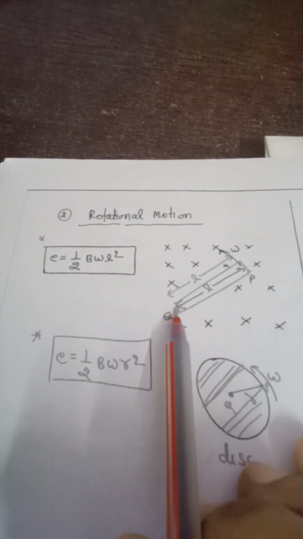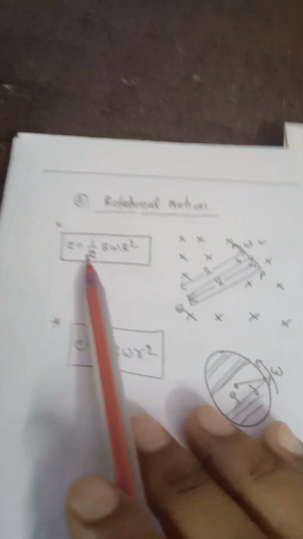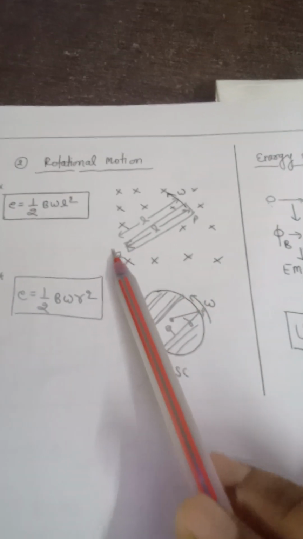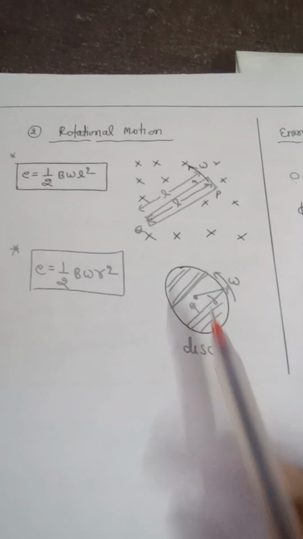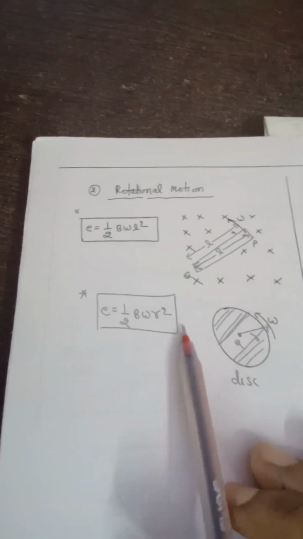Okay, now we are discussing rotational motion. So this is our charge carrying conductor, and its length is L, and there is a magnetic field in inward direction. Then the EMF will become 1 by 2 B omega L square. This is for a rod, and when we describe a disk, then E is equal to 1 by 2 B omega R square.